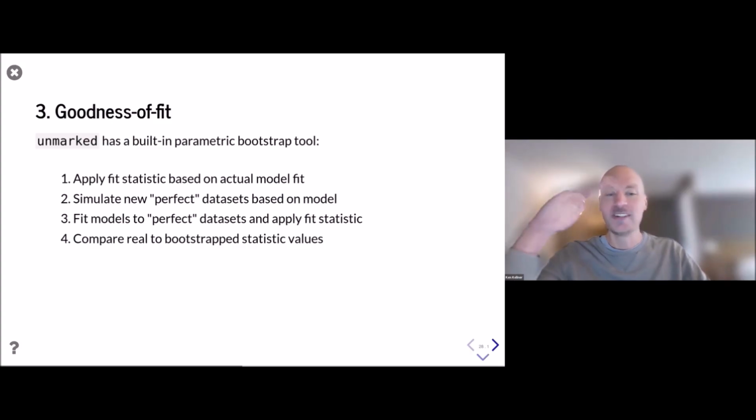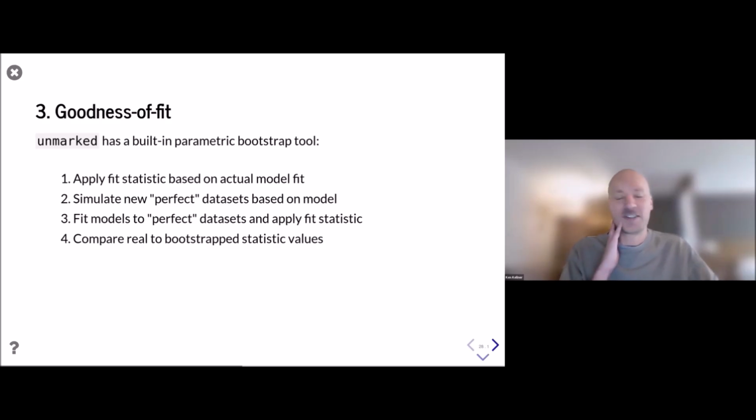And so what you can do is you can simulate a bunch of quote unquote perfect data sets based on your model. And I say perfect because you're simulating them from the fitted model, and therefore they should fit perfectly. You then fit models to these perfect data sets and apply the fit statistic to those ones as well. And that will give you a complete distribution of fit statistics for quote unquote perfect data sets. And then you compare your real fit statistic to that distribution. Hopefully it falls in that distribution, near the center of that distribution. And that tells you, at least that gives you some evidence that there isn't a major issue with fit.